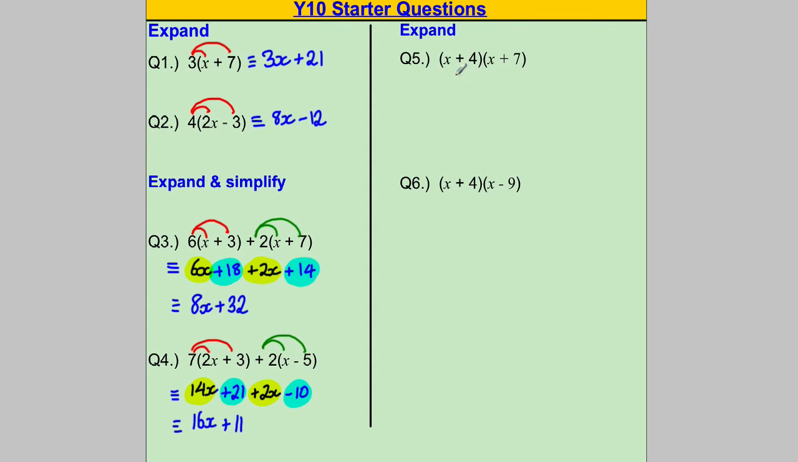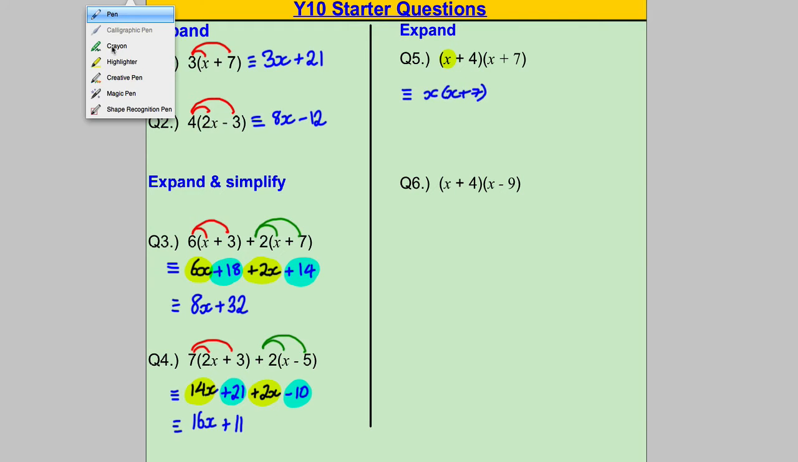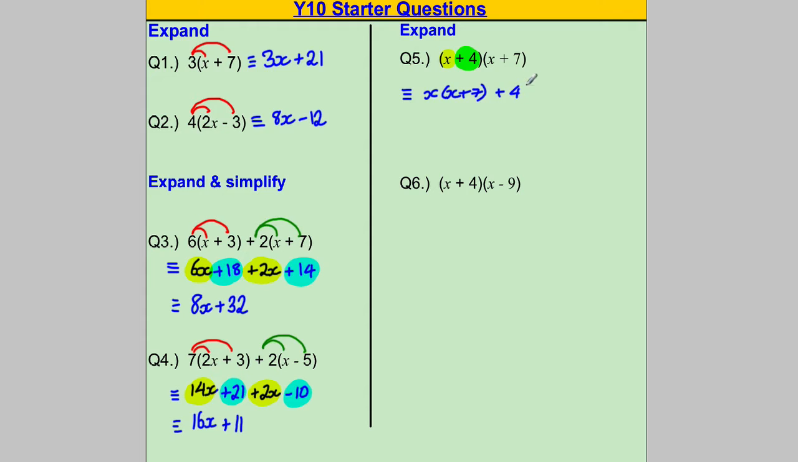Okay, expanding here. How we're going to write this, I think it's the best way to do this: we do x and we're going to multiply it by everything in that bracket. So underneath here we're going to say this is identical to x multiplied by that bracket, which is x add 7. And plus positive 4 multiplied by that bracket. So we're saying it's x multiplied by the second bracket and positive 4 multiplied by the second bracket combined.